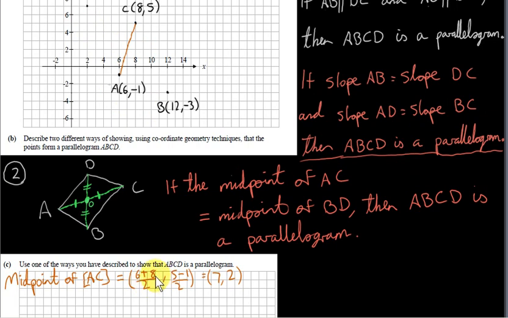Well, to do that, we get the mean of the x values of the points A and C. The x values are 6 and 8. To get the mean of 6 and 8, we add 6 and 8 together, which is 14. Divide that by 2, which is 7. To get the y value of the midpoint, we add the y values of points A and C together. So that's 5 minus 1, which is 4. Then we divide by 2, which is 2. So we get the point (7, 2).